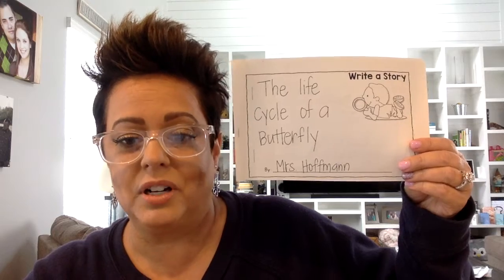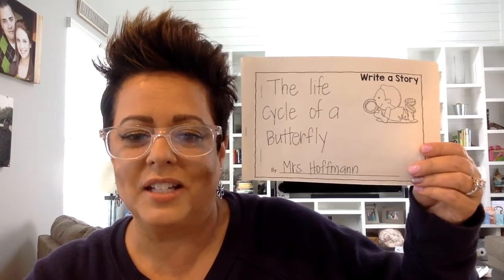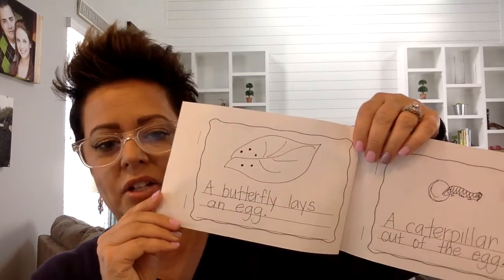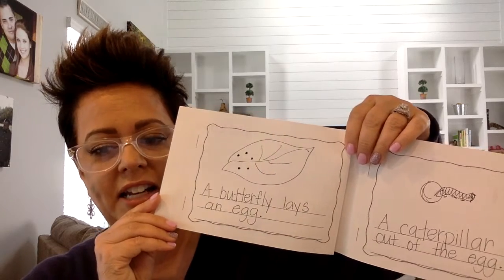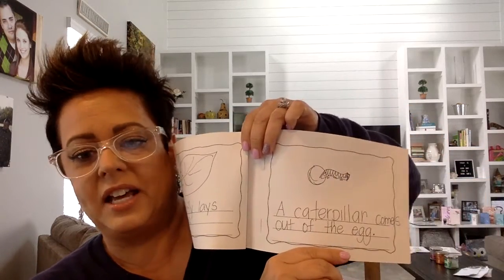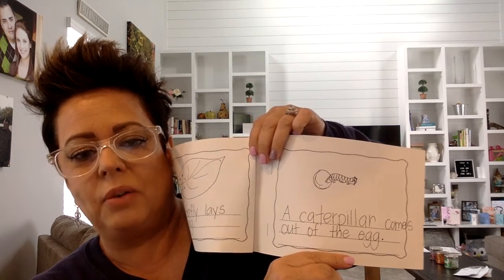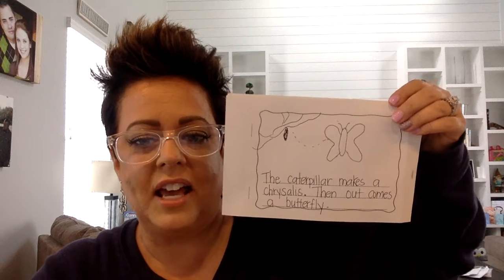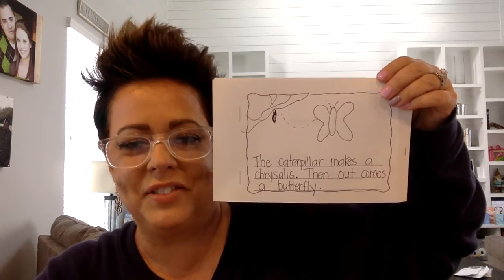And it's so important. And you're learning very young in kindergarten about writing sentences, about writing words, and you can start to write stories. So our story has a title, The Life Cycle of a Butterfly. We are the author and the illustrator. Our first page says, a butterfly lays an egg. Our next page says, a caterpillar comes out of the egg. And our last page says, the caterpillar makes a chrysalis, then out comes a butterfly.